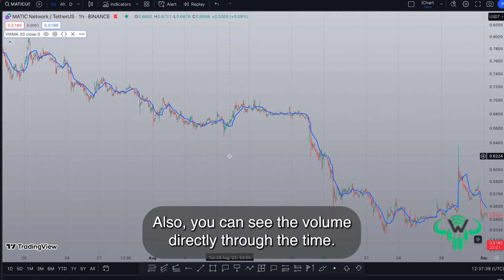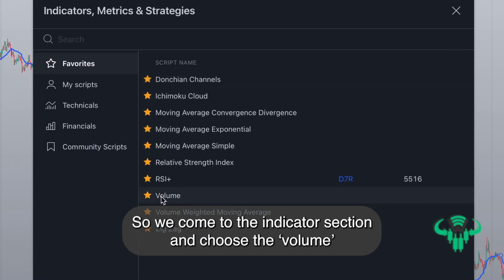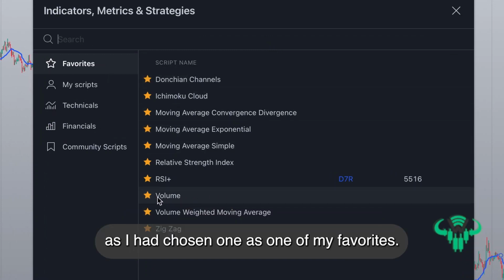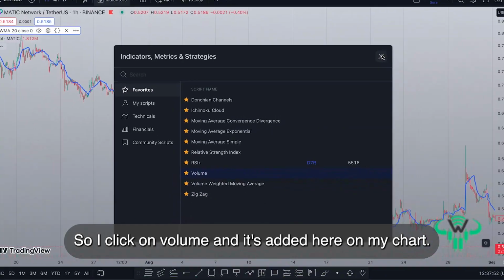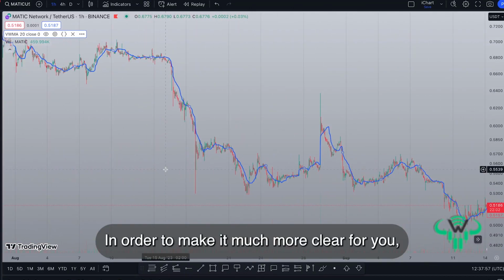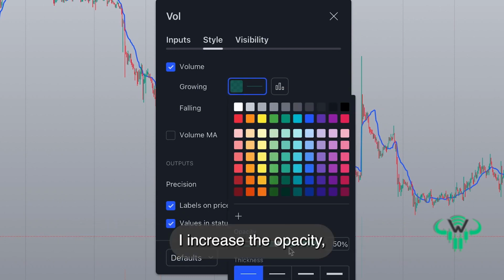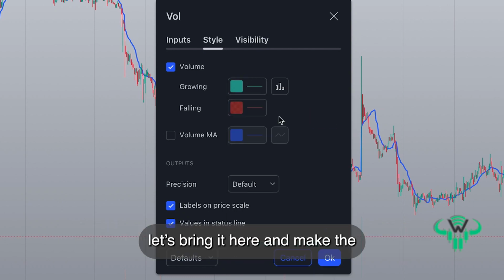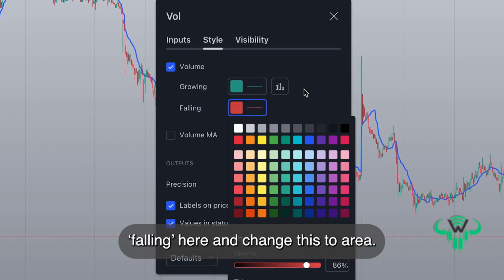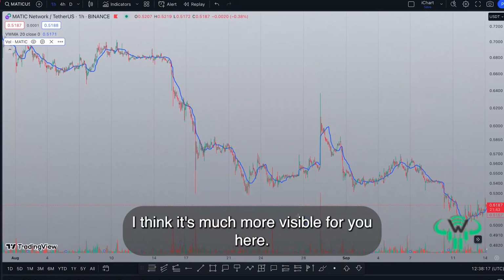Also, you can see the volume directly through the time. So we come to the indicator section and choose the volume, as I had chosen it as one of my favorites. So I click on volume and it's added here on my chart. In order to make it much more clear for you, I come to the style section of volume in the settings, increase the opacity, and change this to area. I think it's much more visible for you here.